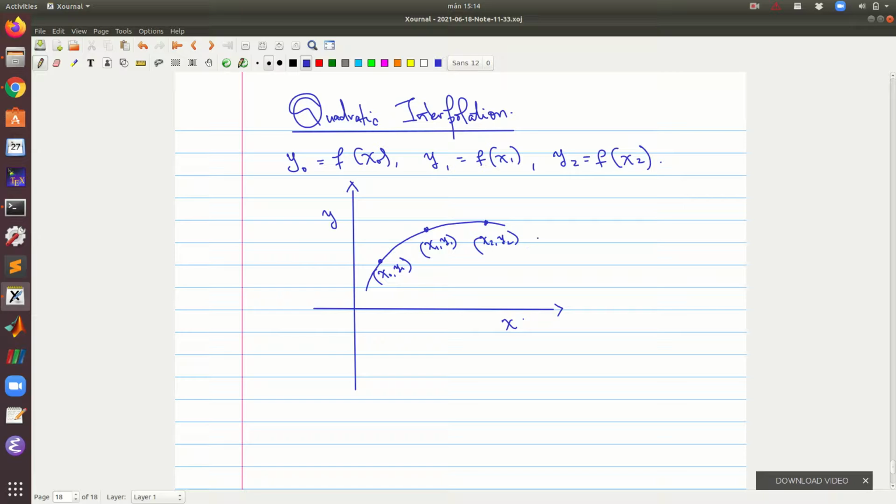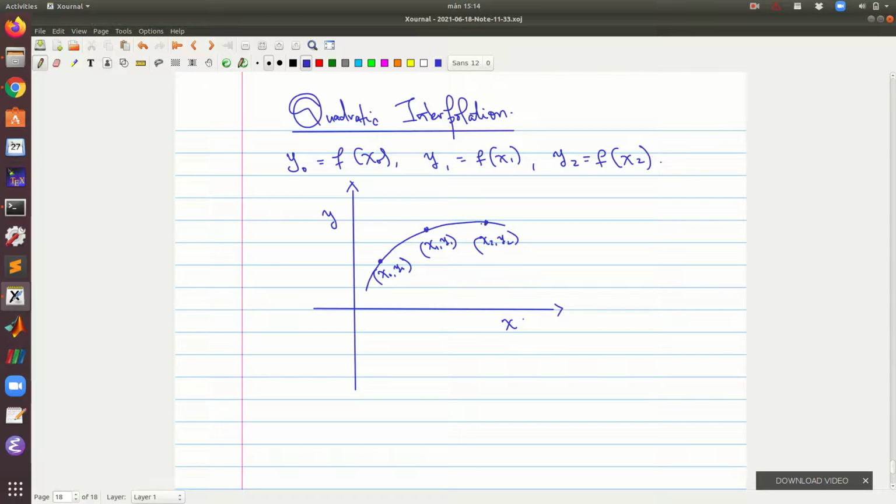Hi and welcome to this section where we are going to look at quadratic interpolation. So given 3 points y0 which is equal to f of x0, y1 equals f of x1 and y2 equals f of x2, we would like to approximate the curve of the function f at an intermediate point, passing through these points, on this line here, given these 3 points.